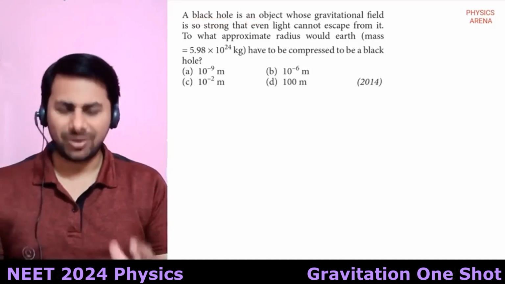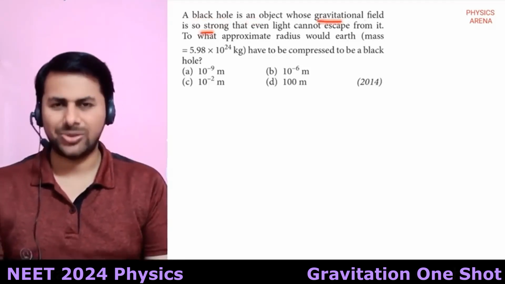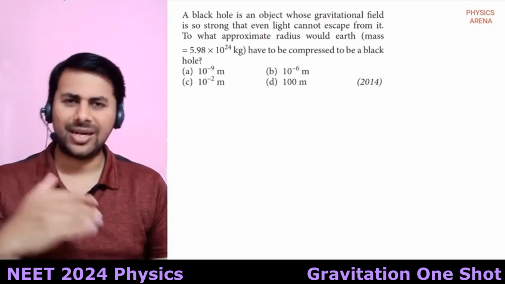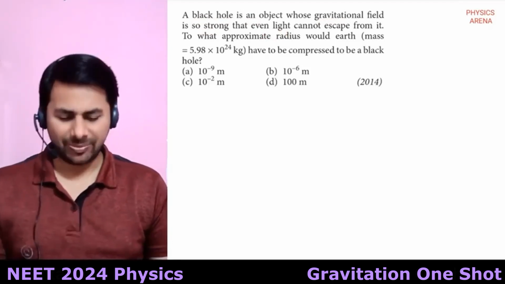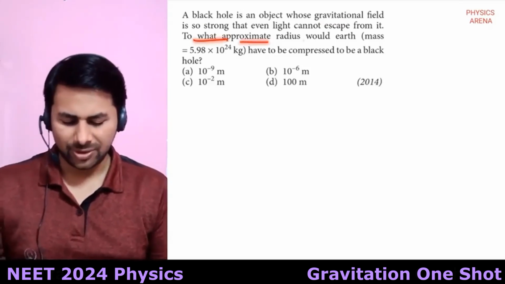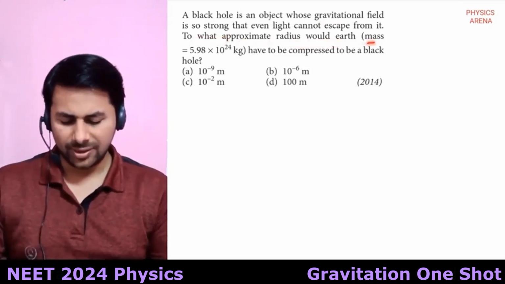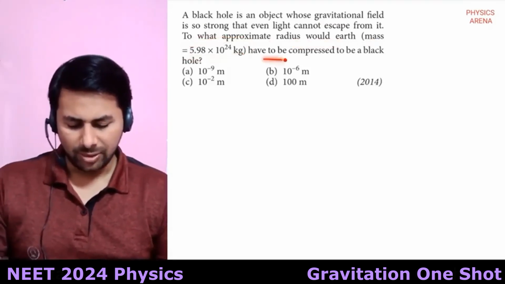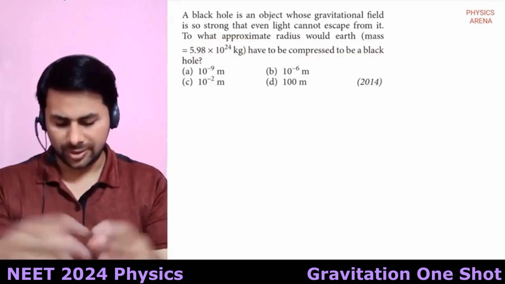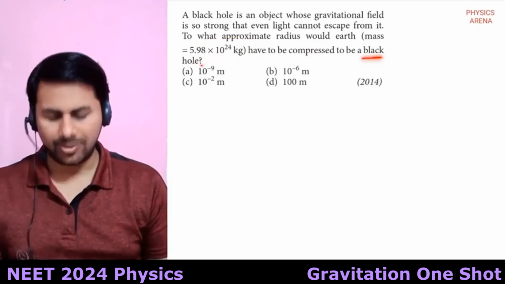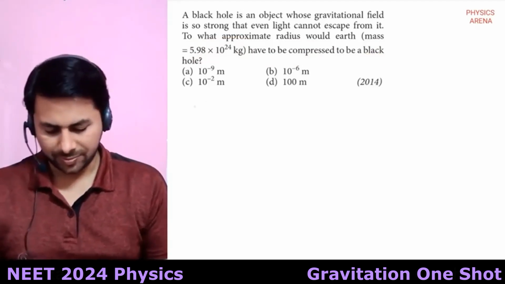What is a black hole? It's an object whose gravitational field is so strong that even light cannot escape. Okay, light cannot escape from it. To what approximate radius would Earth, whose mass is this much, have to be compressed? How much do you need to compress Earth so that it becomes a black hole? This is a question.